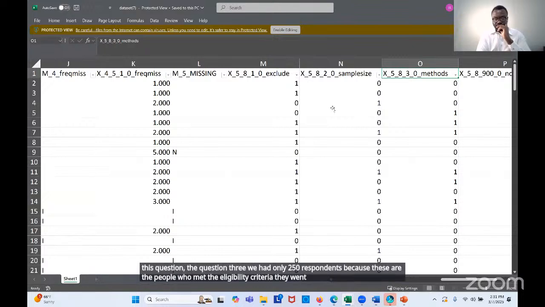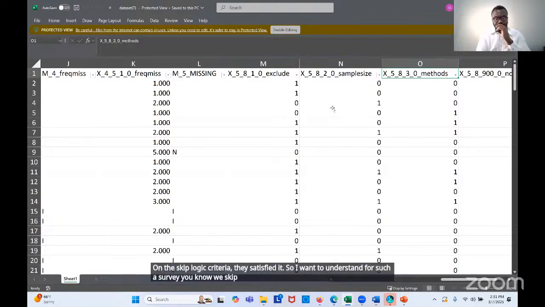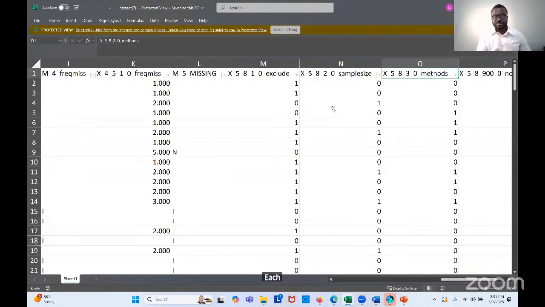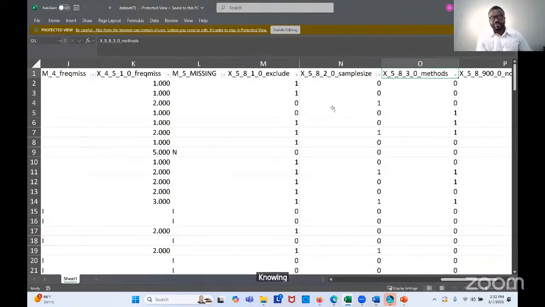So I want to understand, for such a survey with skip logic criteria, what do we say for our N? Will we present the N, the number of respondents, according to each question, while we know that some questions need skip logic and others do not? So will the general N be only for the whole respondents, or will we present the N for each question, knowing that skip logic is involved? Thank you, Prof, for these clarifications.